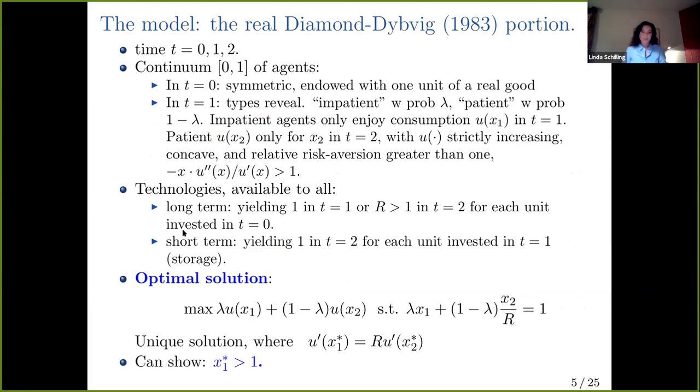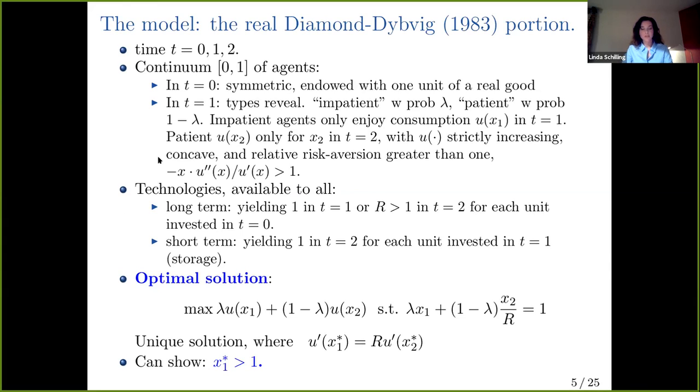The model. I will first talk about a real model by Diamond and Dybvig, and then we're going to build a nominal model on top of that. So I will first explain to you how Diamond and Dybvig works, and then I will show you the deviations. We have a 3-time period model, a continuum of agents. Agents are small. At time 0, they are symmetric, each endowed with one unit of a real good. Just think of apples.